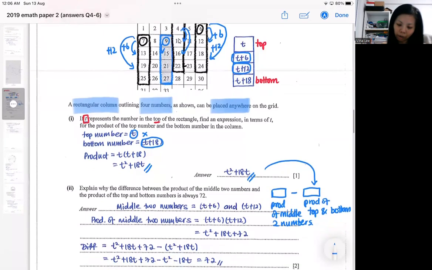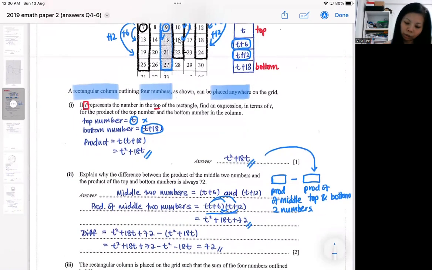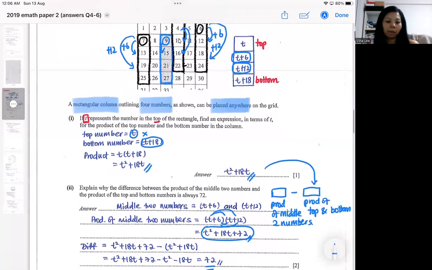And I'm going to do the product. So the product is your set 2 expansion. So after this, you take the difference. You use this to subtract, and you realize that the difference is always 72. So I'm using algebra to subtract, and it shows that it will always be 72. So that's where the number pattern happens.